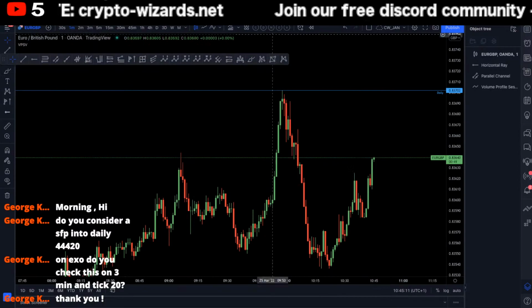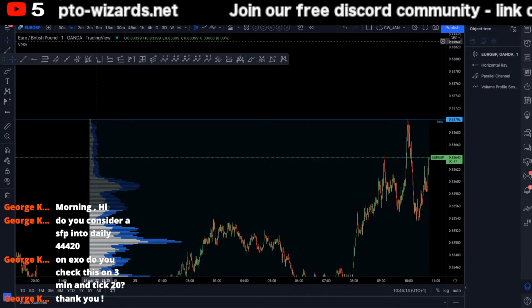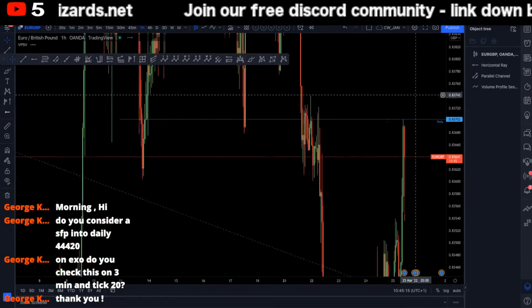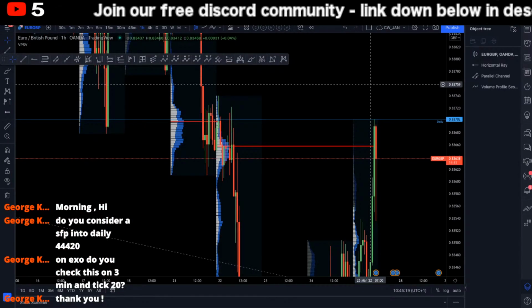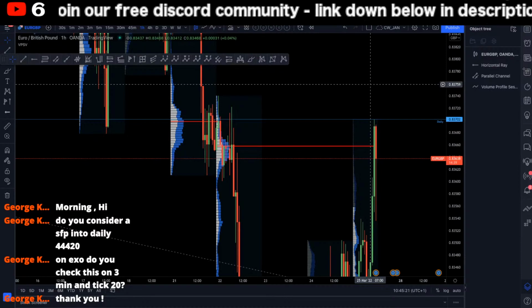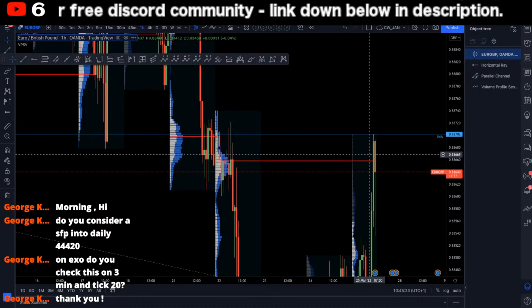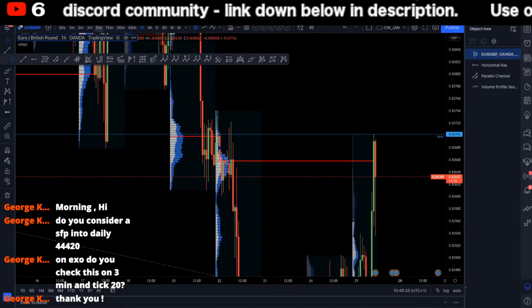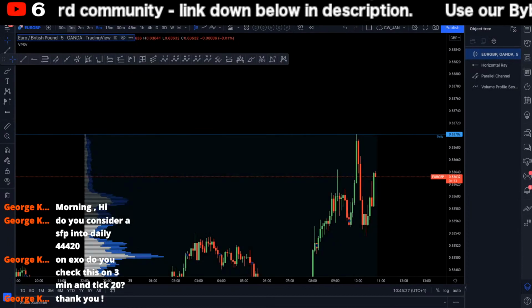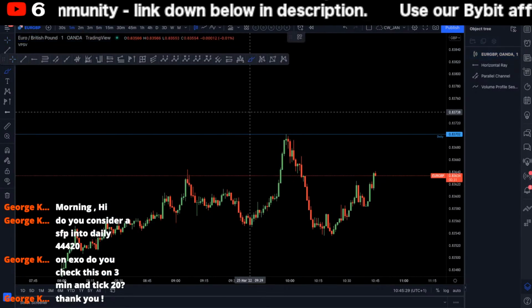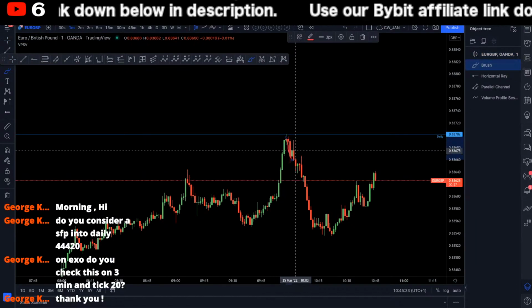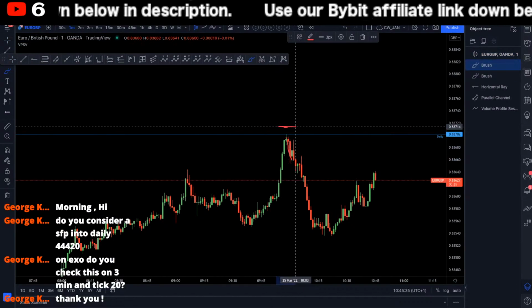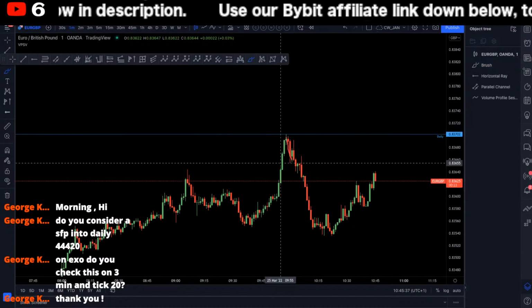So let me load up the naked point of controls. Let's go on 1 hour time frame. Yeah, we got that naked POC right there. So what I was doing here, simply I was waiting for some first sign of rejection from the daily, which we got. So after seeing this, I got in with a stop loss above the daily, very simply targeting lower.